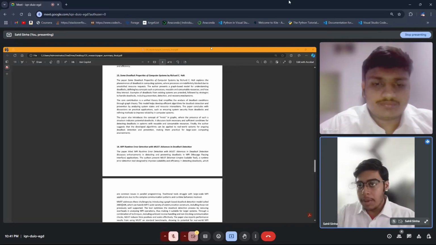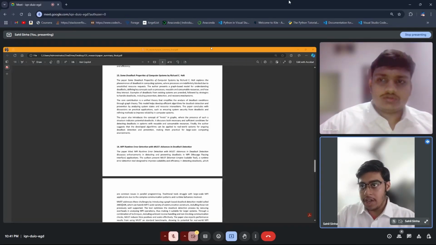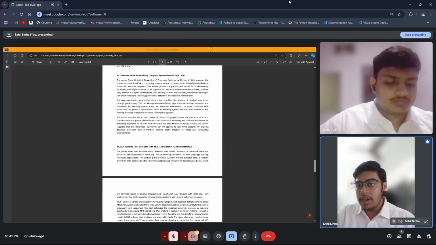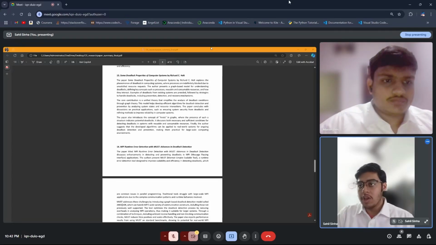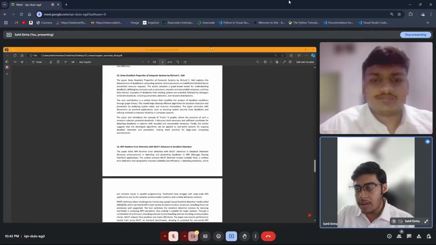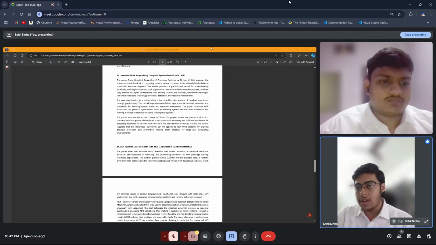The 14th research paper, MPI Runtime Error Detection with MUST: Advances in Deadlock Detection, focuses on improvements in detecting and preventing deadlocks in MPI applications. MPI is Message Passing Interface. The authors introduce MUST, Marmot Umpire Scalable Tool, a runtime error detection tool aimed at enhancing scalability and efficiency in deadlock detection for parallel programming.